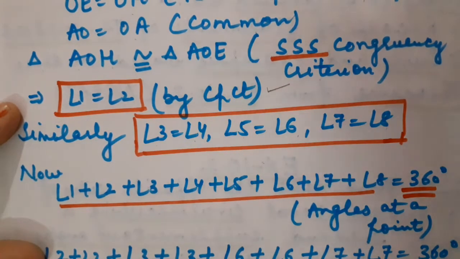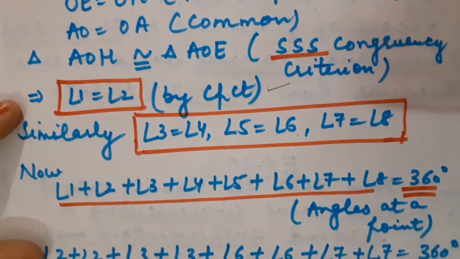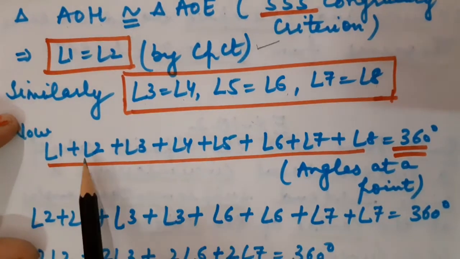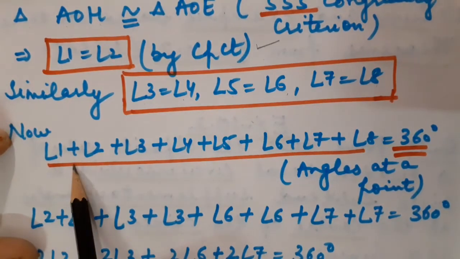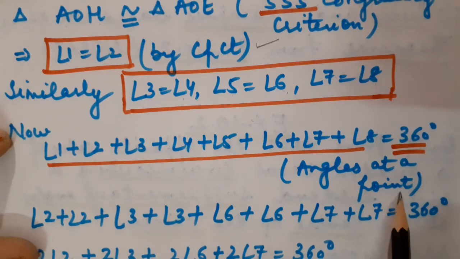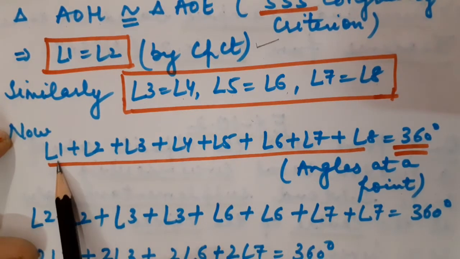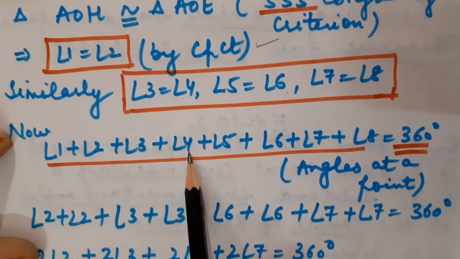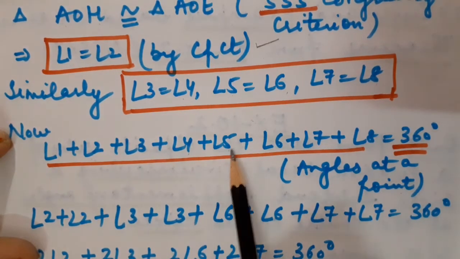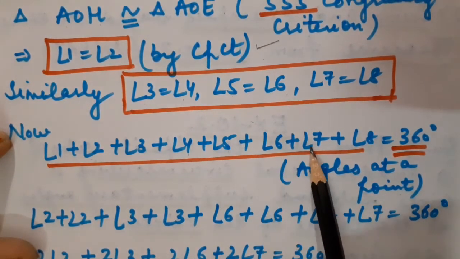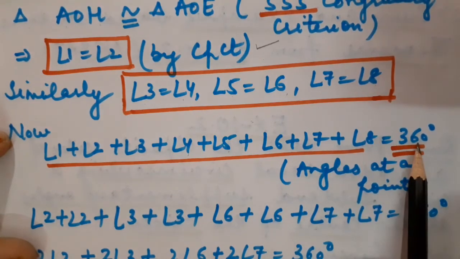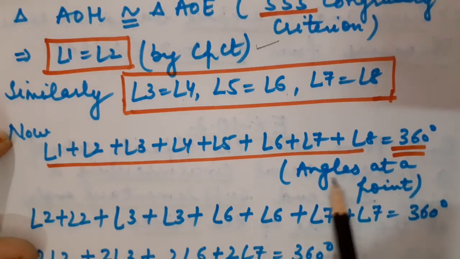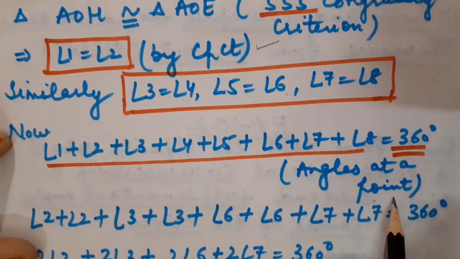Correct, children? So what do you have to do? After that, you have to just go for the next point, that angles at a point always form a 360 degree angle. So what I have written: angle 1 plus 2 plus 3 plus 4 plus angle 5 plus angle 6 plus angle 7 plus angle 8 is equal to 360 degrees. Why? Because these are all angles which are formed at a point.